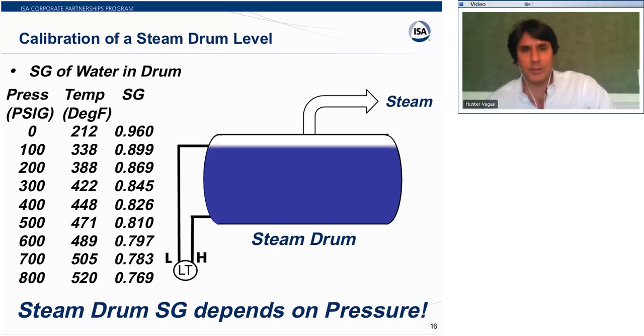So the gravity depends on the drum pressure, and that's a key point because a lot of people expect the reading to work all the time. If the drum is not at its normal operating pressure, the reading will not be accurate.